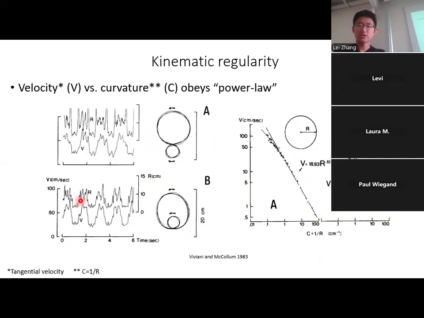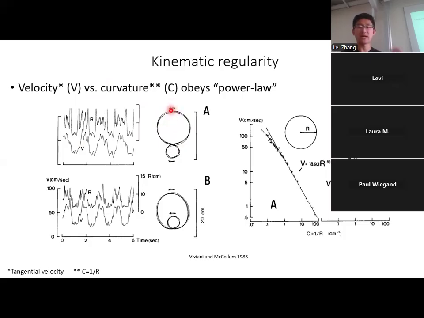Let's go a little bit further to another type of movement. Before, we always talked about point-to-point movement. So what about circle movement? If you're drawing something like a figure of 8, you have to move around this curve. What we look at here is the curvature. Curvature by definition is 1 divided by the radius. So if this circle is large, you have a larger radius, and the curvature will be low.